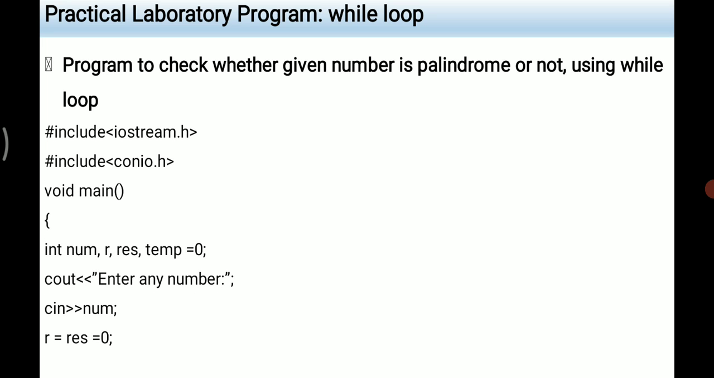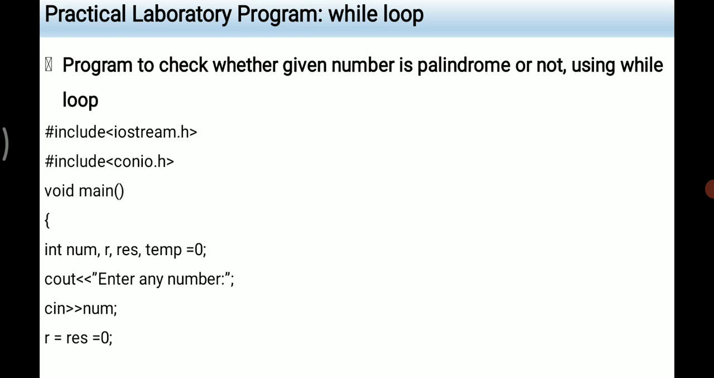First we'll see a program that is on the while loop. Here we have a program to check whether a given number is a palindrome or not, using the while loop. A palindrome is a number that is the same when we reverse it. For example, if we take 191, it is a palindrome number because it remains the same after reversing the number.